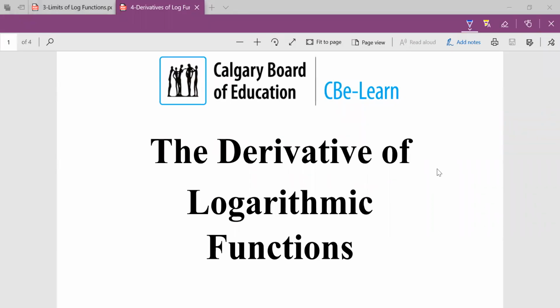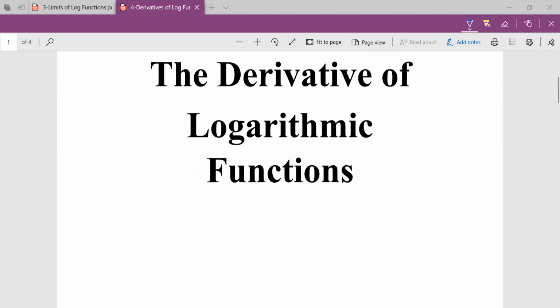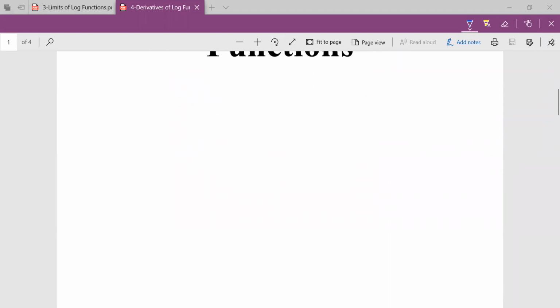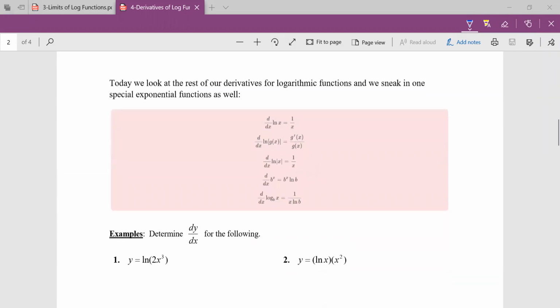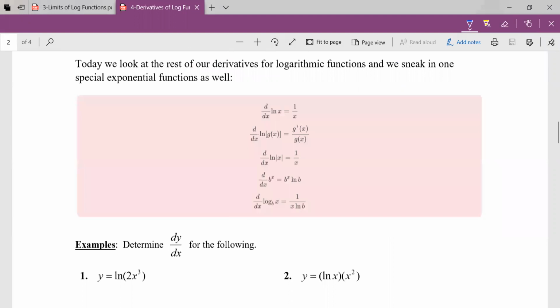Everybody. In this video, we're going to start taking the derivatives of logarithmic functions. What we did last was look at the limits, right? We always look at the limits first. Now we're going to find those derivatives, those slopes of the tangent lines or instantaneous rates of change.